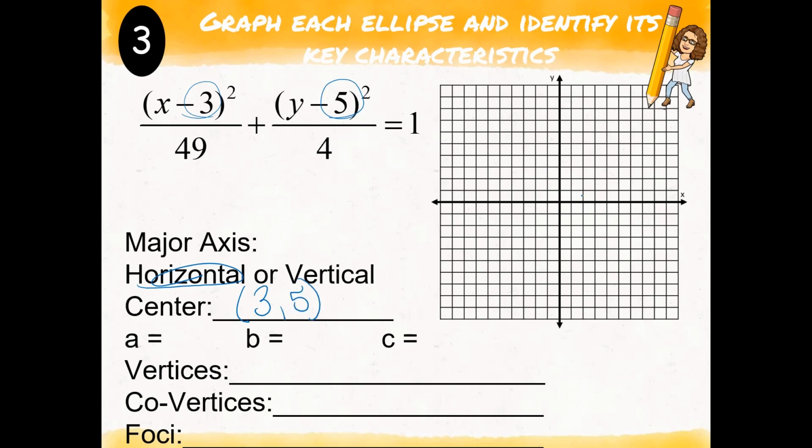So let's go over here on our graph. 3, 1, 2, 3, 4, 5. I think that's 5. 1, 2, 3, 4. Yes. And I'm going to put a little c by that, so I mark that as the center.